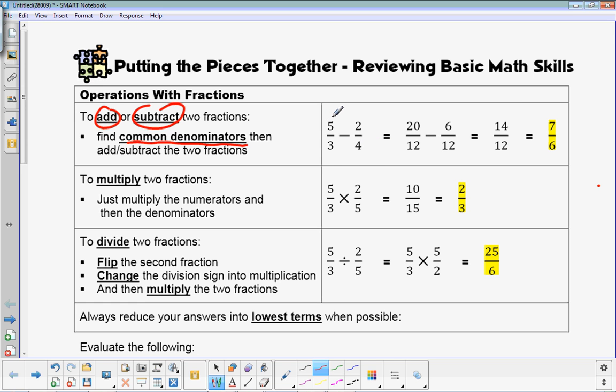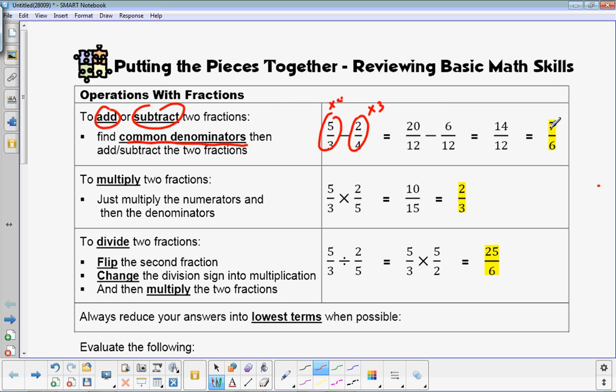So in this case, I have to multiply this side by 4. So it'll be 5 times 4 is 20, 3 times 4 is 12. And this side we have to multiply by 3. So it'll be 2 times 3 is 6, 4 times 3 is 12. So I now have 20/12 minus 6/12, common denominator. I subtract the numerators, so I get 14/12.